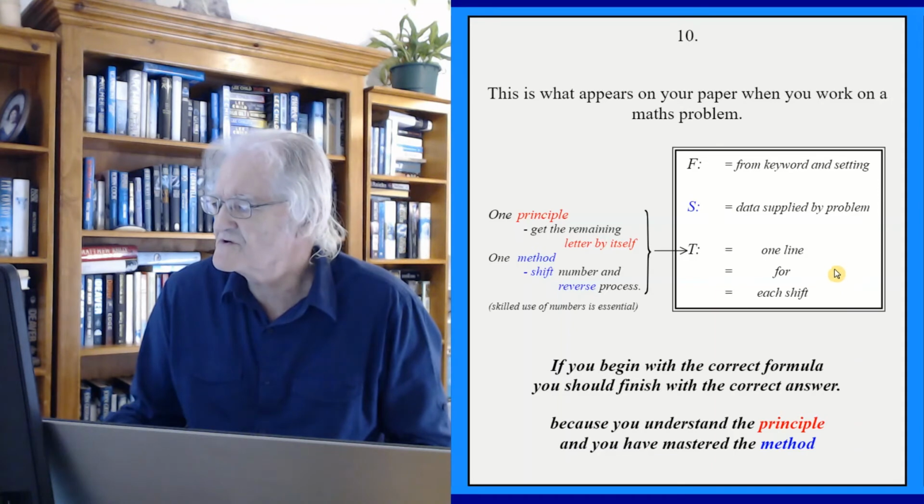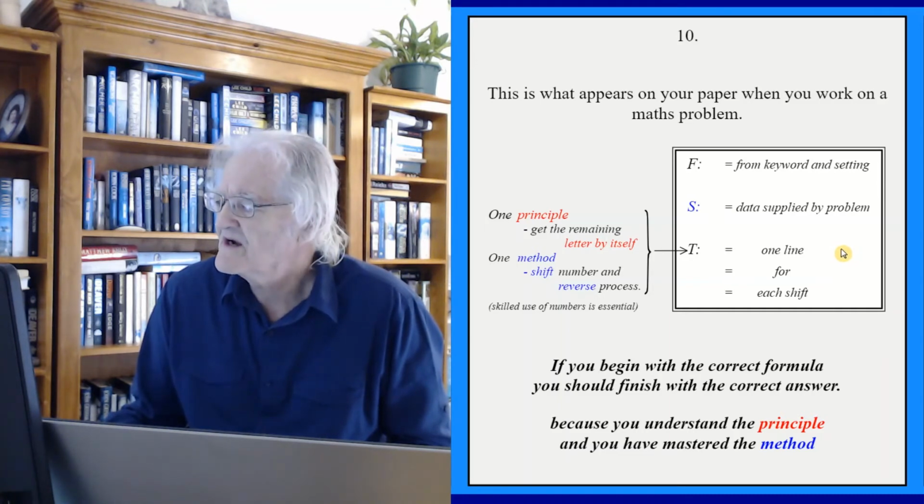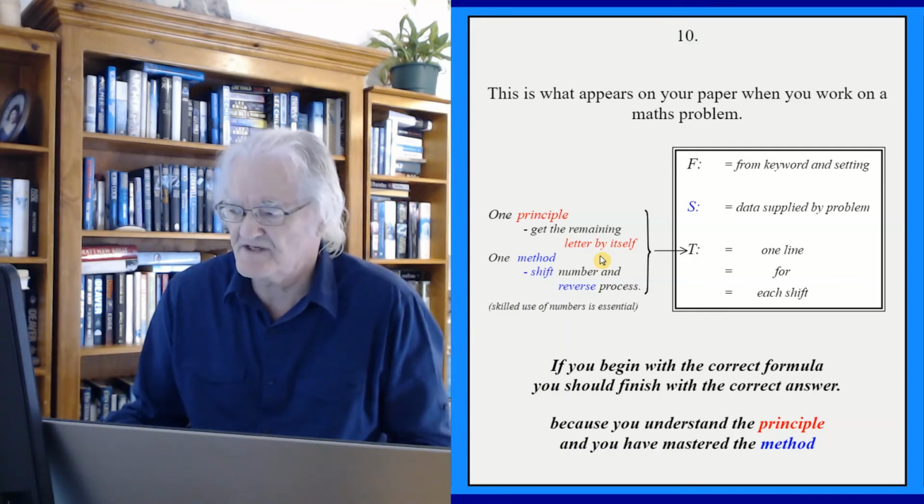Now, students should show 1 line for each part of the processing. If there's 2 or 3 numbers to shift, you should only shift 1 at a time to ensure the overall processing remains accurate. So here we have 1 principle, get the remaining letter by itself. We have 1 method, shift a number and reverse its process.